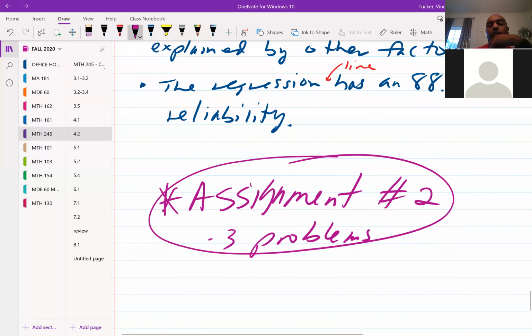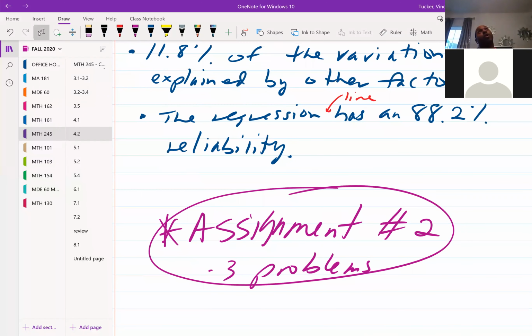All right. So now you are equipped to do assignment 2. Remember we had assignment 1. That was 4 problems, 1 problem out of each section. Assignment 2 is 1 problem out of each section, which will be 3, and it's based on chapter 4, and that's right under assignment 1. So make sure you check that out and get that to me as soon as possible.